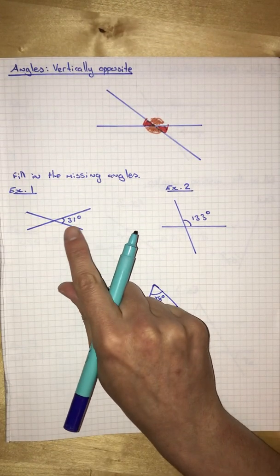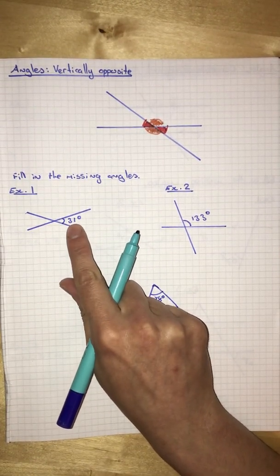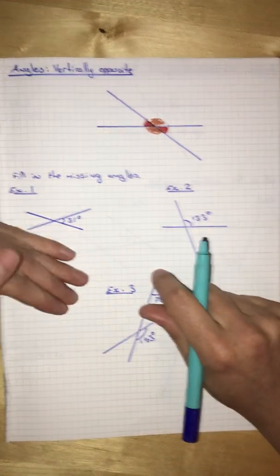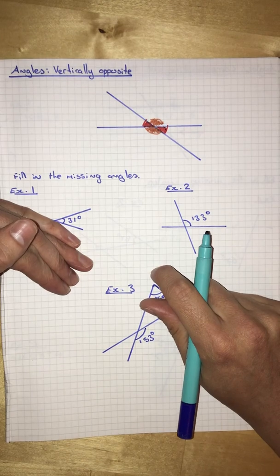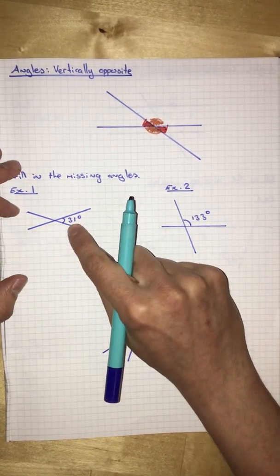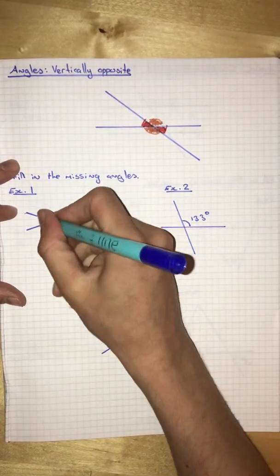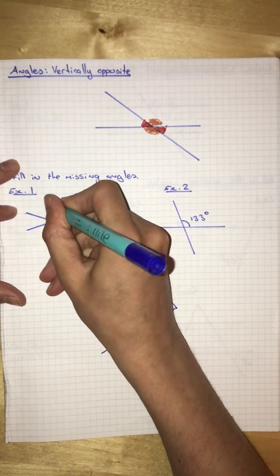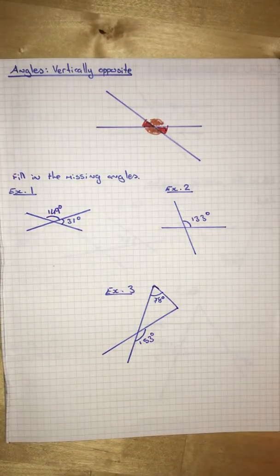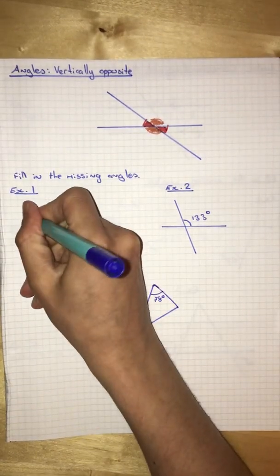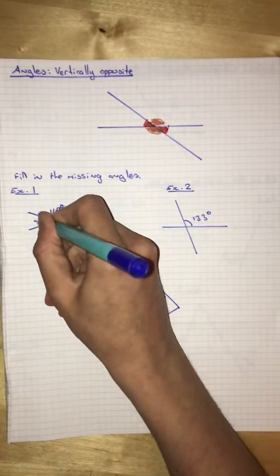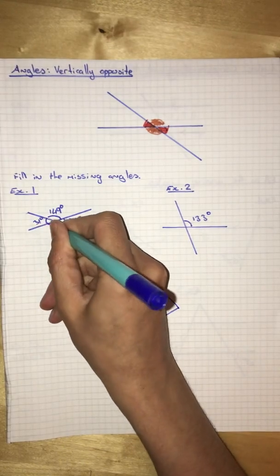So if we know that this angle is 31, angles in a straight line are going to add up to make 180. So 180 take away 31 is going to be 149 degrees. And then vertically opposite, we've got 31 degrees and 149 degrees.